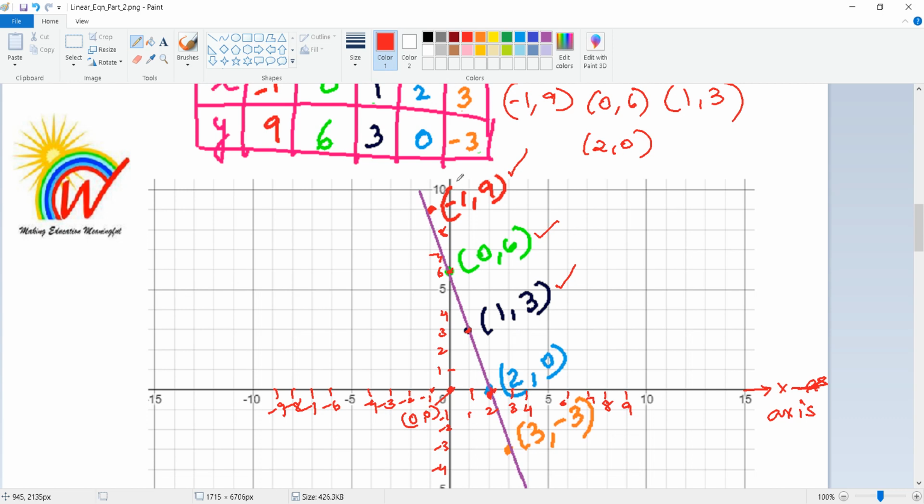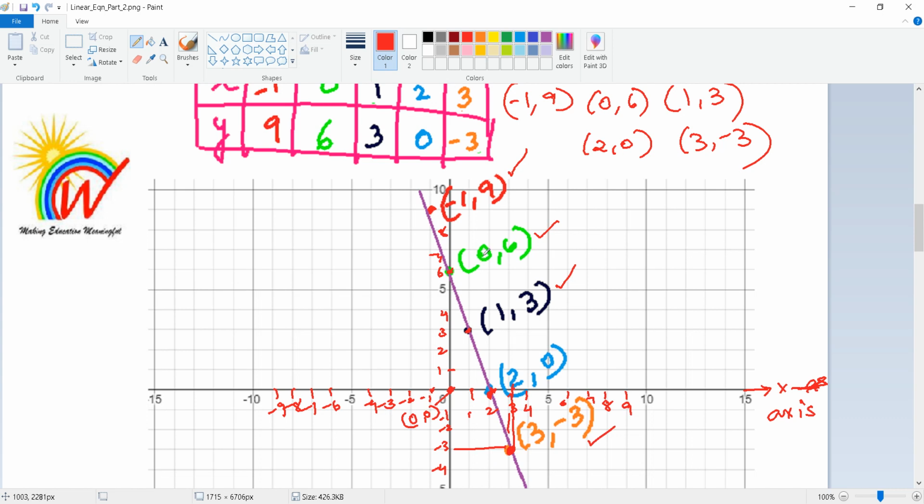Now the last one goes as 3 comma minus 3. So 3 on the x-axis, which is over here, and minus 3. So go down to minus 3 over here and mark it. So this is your 3 and minus 3. Got it? So this point you have to mark as 3 comma minus 3.